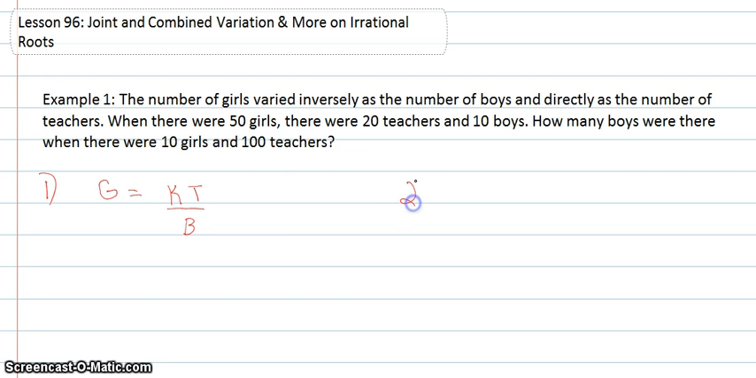And then the second way that we would set up this problem is using the ratios. So I would have the number of girls, and I'm using subnotation, so G sub 1 over G sub 2 would equal directly as the number of teachers, so that's T sub 1 over T sub 2. So see, this way, when it's direct, they're in the same order with the subnotation. But the boys was inversely, so we're going to flip that around. So I'd have the B sub 2 on top and the B sub 1 on bottom.